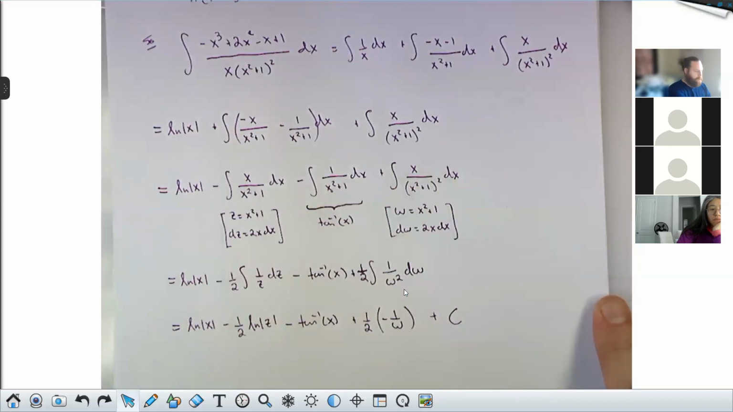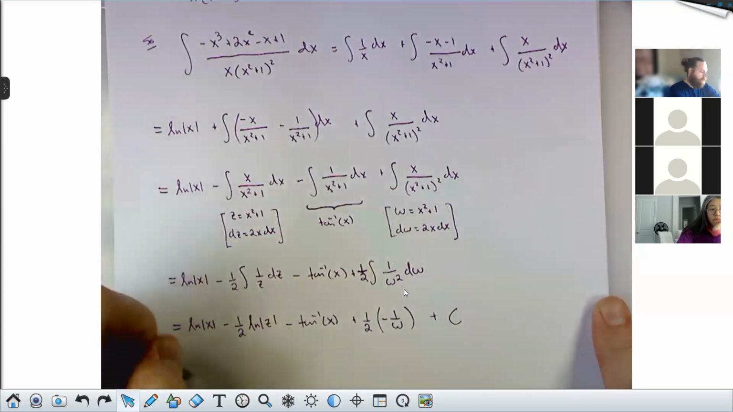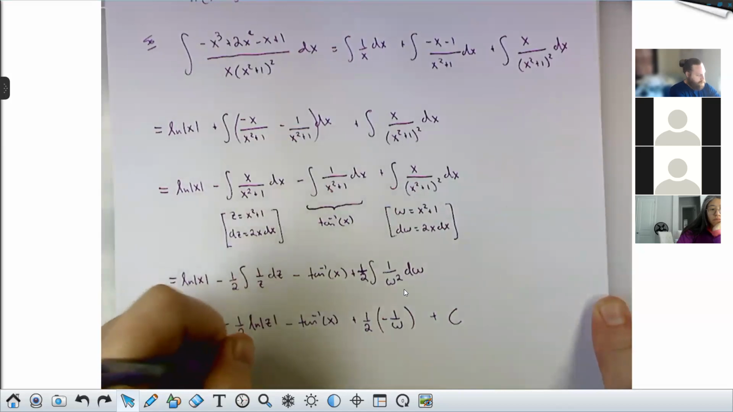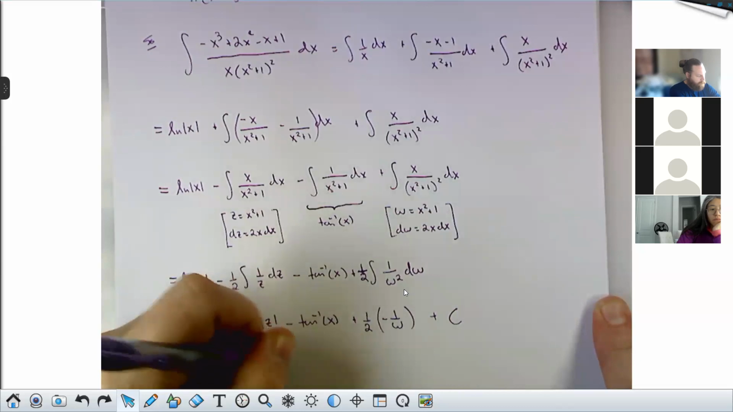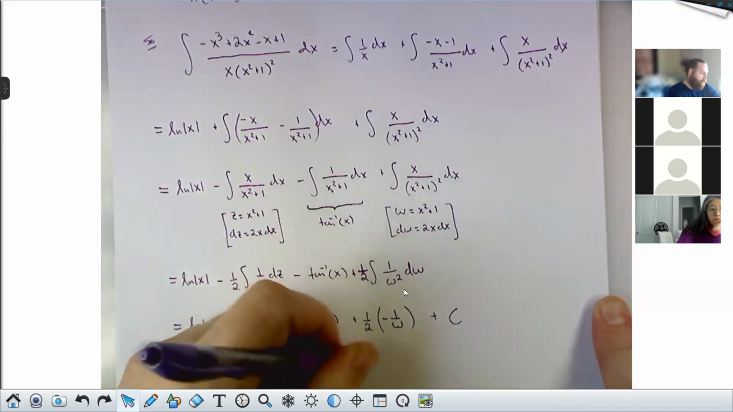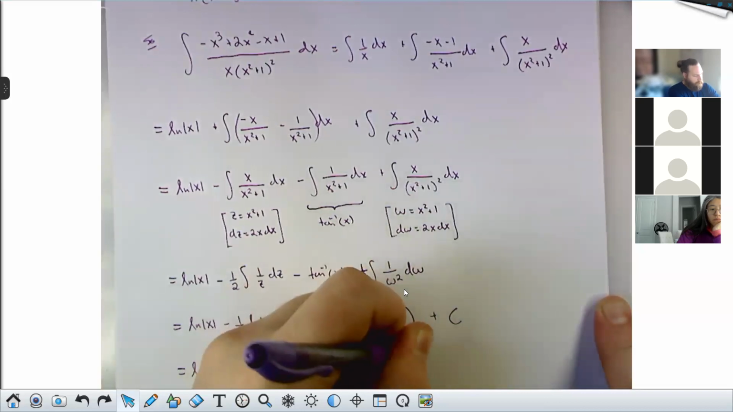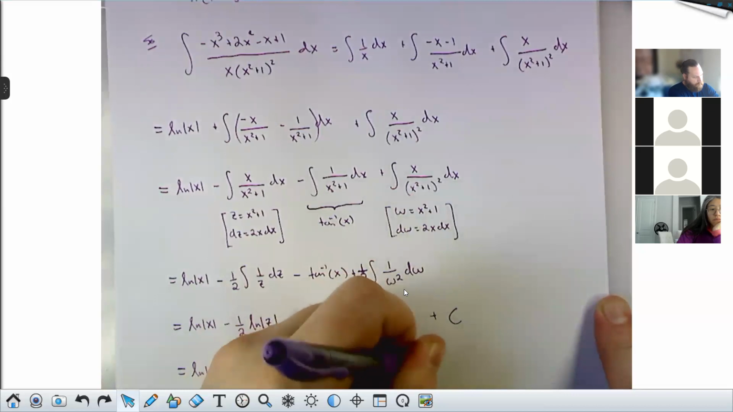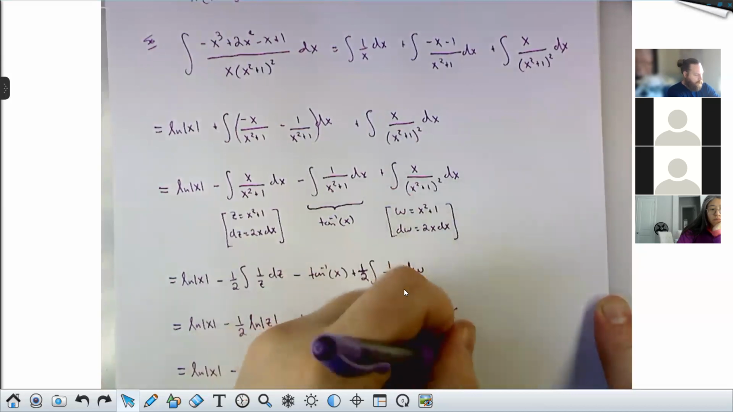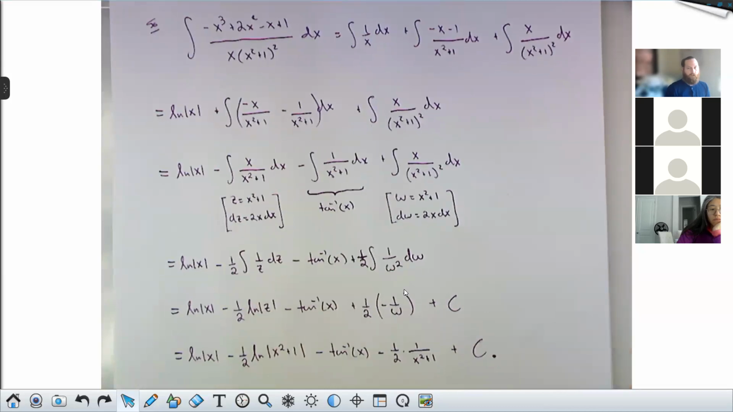The last thing we do is plug back in for z and for w. So we get the natural log of the absolute value of x minus 1/2 natural log of the absolute value of x squared plus 1 minus the inverse tangent of x minus 1/2 times 1 over x squared plus 1 plus c. And that is the end of the day.